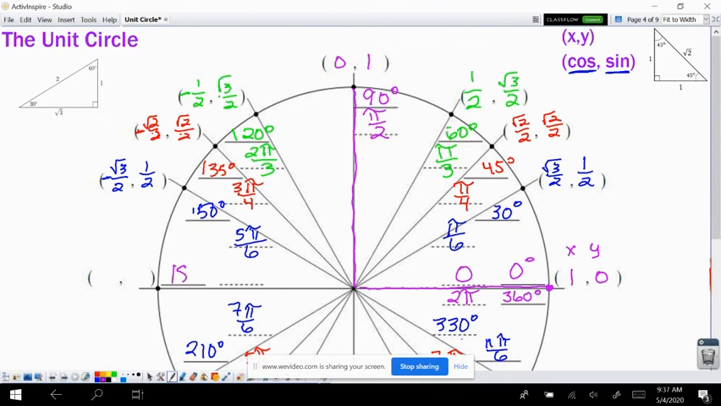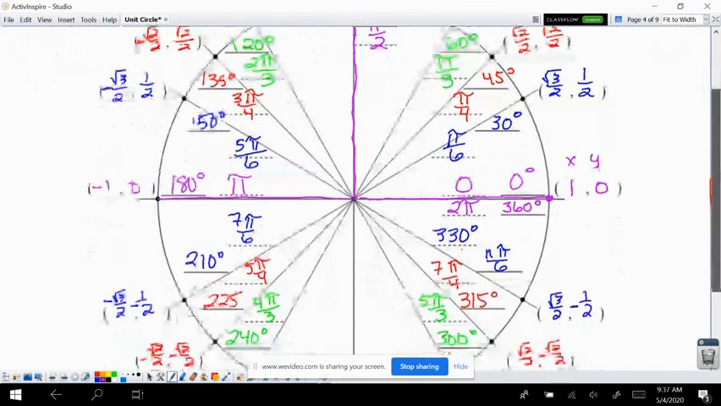On the left, 180, converting to radians, that's half of a rotation, or pi. Can't make a triangle, but we can calculate the x and y coordinates. We've gone all the way to the left, 1 radius of the unit circle, and since we went to the left, that is -1. We did not go up or down, so that coordinate is 0.